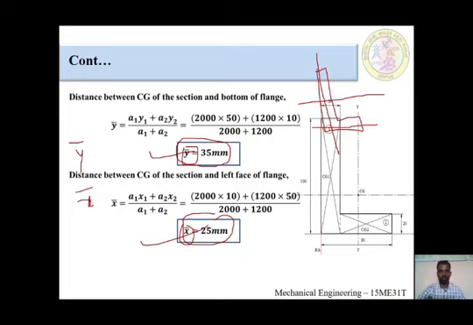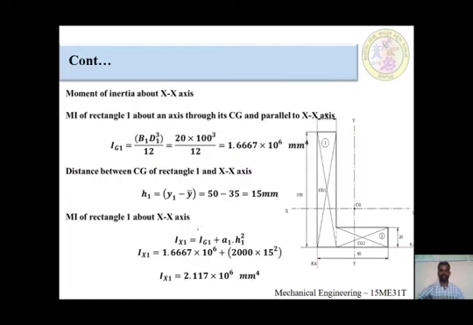Next we have to solve for the moment of inertia about the x-axis. Individually we have to calculate the moment of inertia. For the first component, I am taking out this component like this.